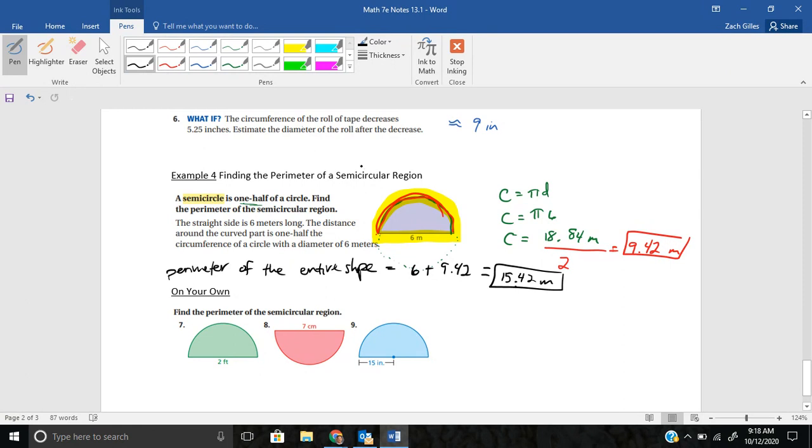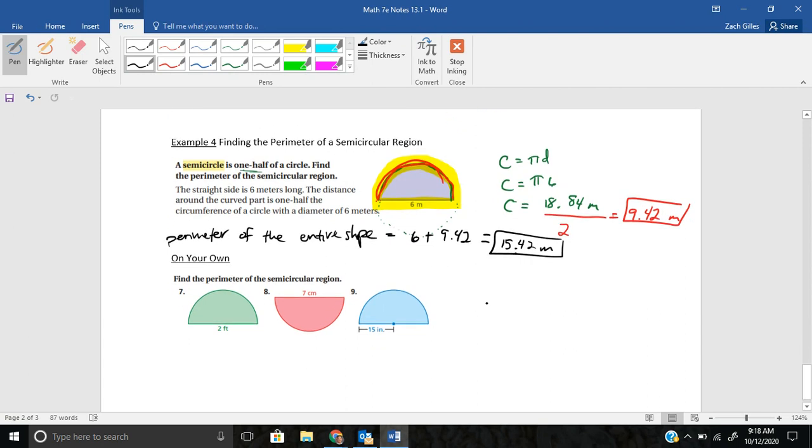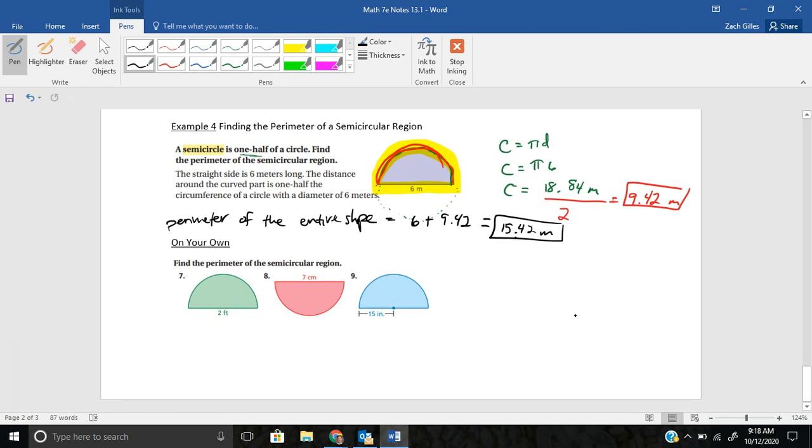Okay, so just realize that you need to really pay attention to what the question is asking. Okay, in this case, I'd add that for the perimeter of the entire shape, I'd add that 6 meters. Okay, go ahead and pause here to do the same for numbers 7, 8, and 9.